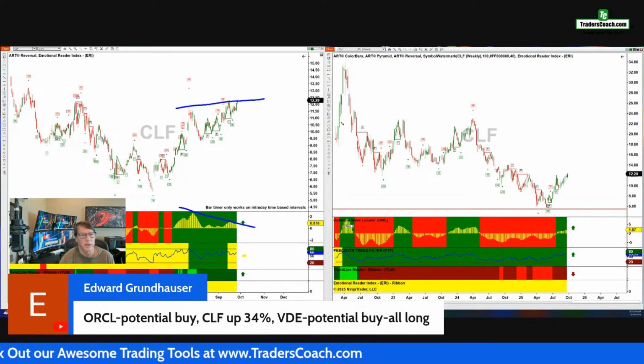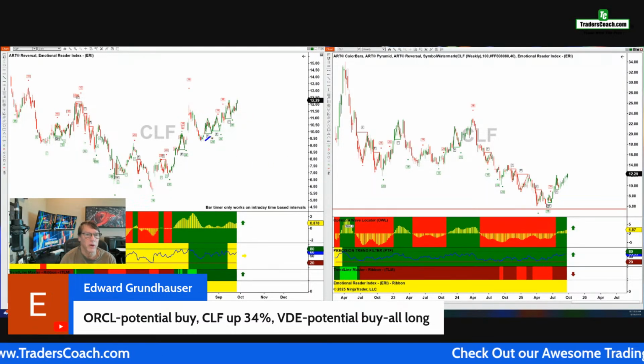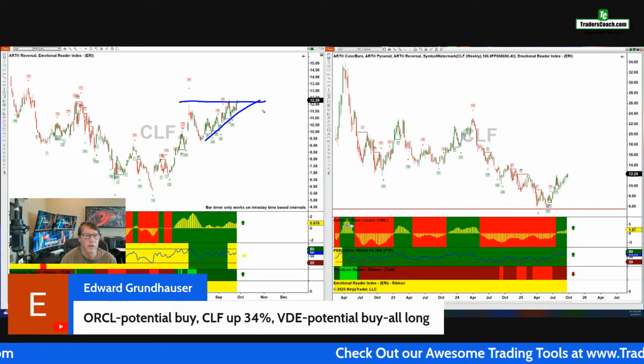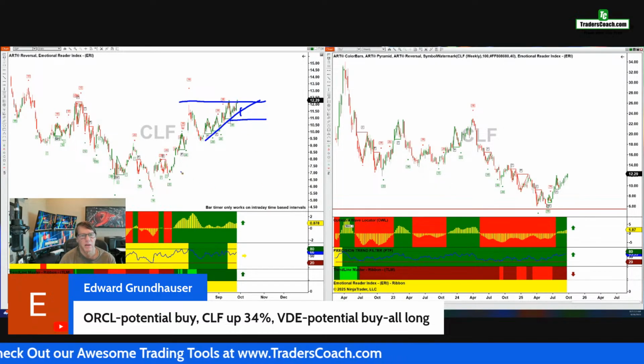A trader would look at this, draw a trend line here like this, which is a wedge. Now you got a wedge here. All right, and get out if it dips below here, or get out below the pyramid, fractal bottom. Okay, that's what a trader would do.